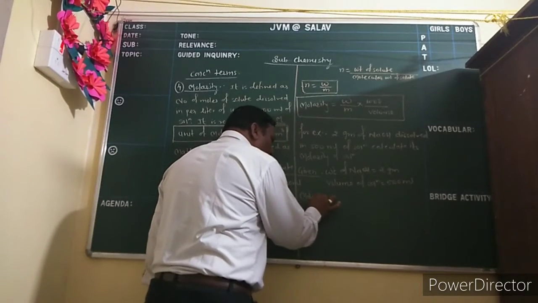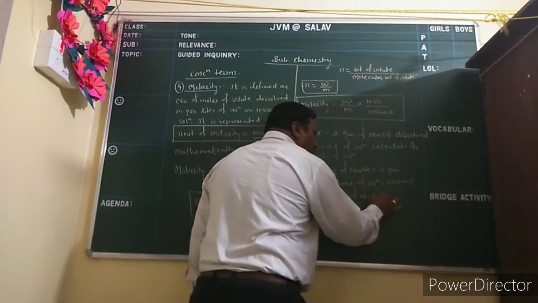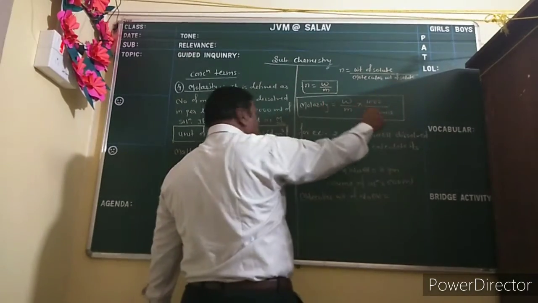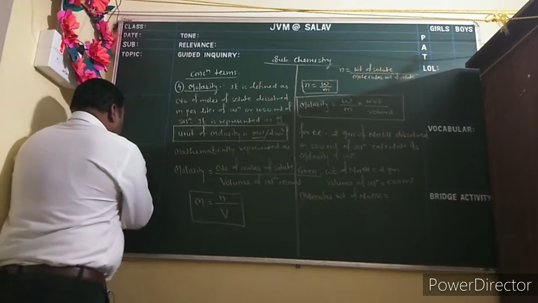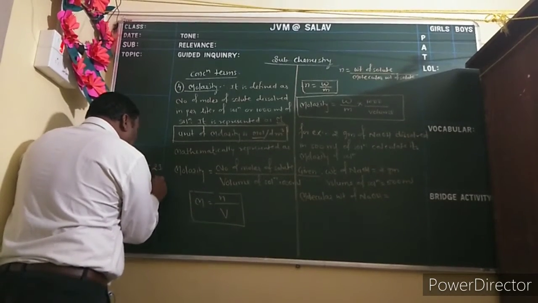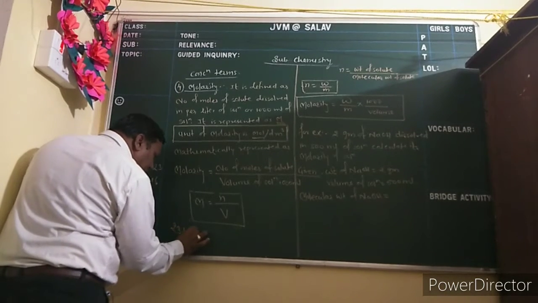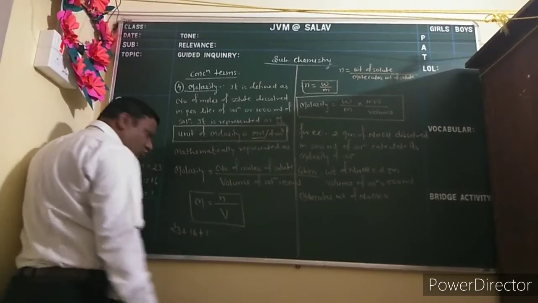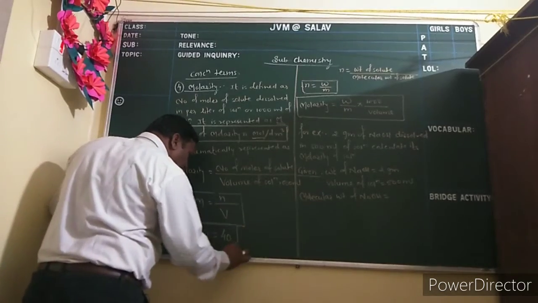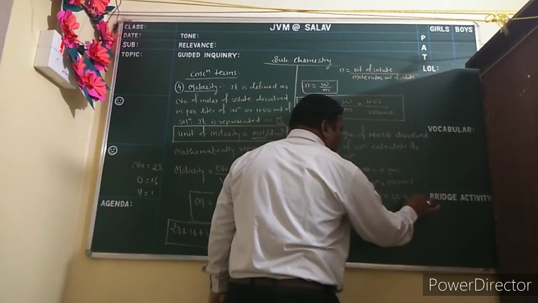Then the molecular weight of NaOH is not given, but you have to calculate it. So you know sodium atomic mass is 23, oxygen atomic mass is 16, hydrogen is 1. So 23 plus 16 plus 1, how much will you get? 40. So 40 is the molecular weight of NaOH, 40 gram per mole.